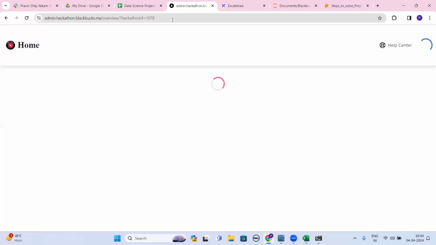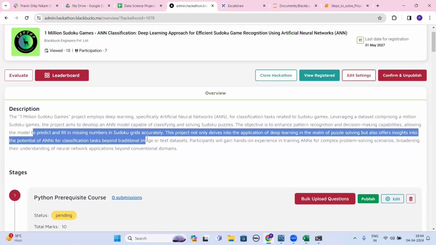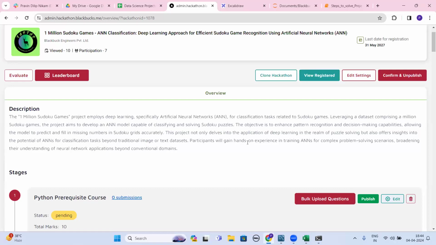So in 1078, you can see that this is the description, and there are 1 million Sudoku games. It is a project that employs deep learning algorithms, specifically ANN, for a classification task related to this. Here you will have that data set and you are expected to find the missing numbers. You are expected to create a model to predict and fill in the missing numbers in the Sudoku grids accurately. This is a really interesting problem that you can take a minute to go through. You can read it, you can understand it. And whatever we have completed in our workflow, all of those things are really important for us to complete it.